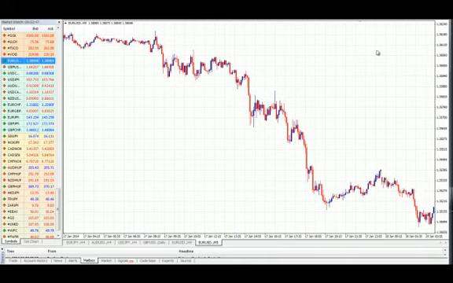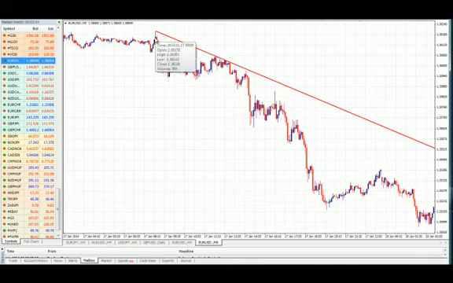Now let's start. The first thing you want to do is just draw the trend line that we have right here, because price will sometimes come back and test it, and when price comes back and tests a massive trend line like this one, it will give us an opportunity to trade the currency pair.